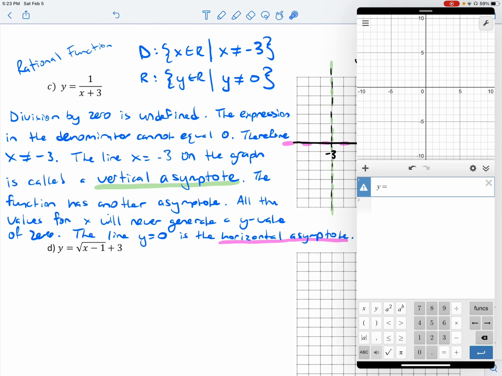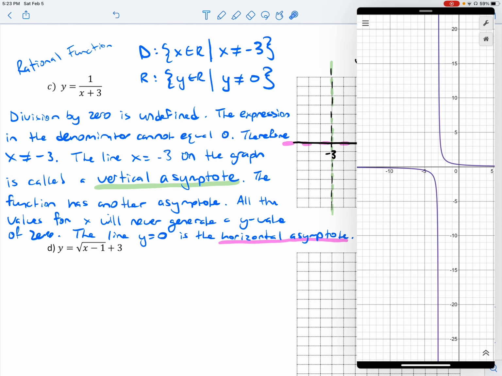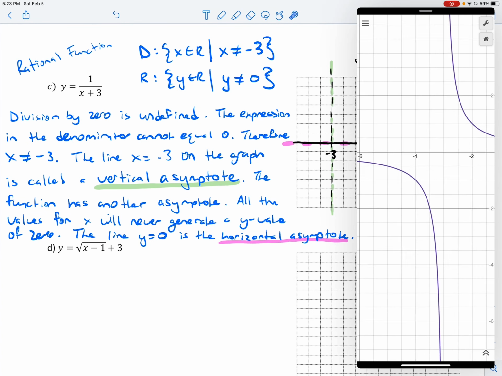So our equation is y equals 1 divided by (x + 3). Be very careful entering this, and make sure you use a bracket in the denominator. If you don't use the brackets, you'll be graphing something different. All right, so here it is, this famous looking graph.